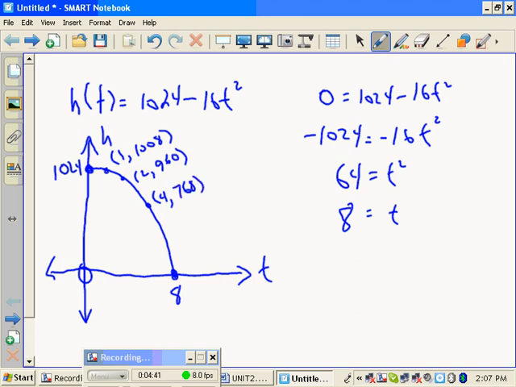Okay, now here's my question. What's the slope of the line that goes through these 2 points? The slope of the line that goes through this point when t equals 1, and this point when t equals 8.